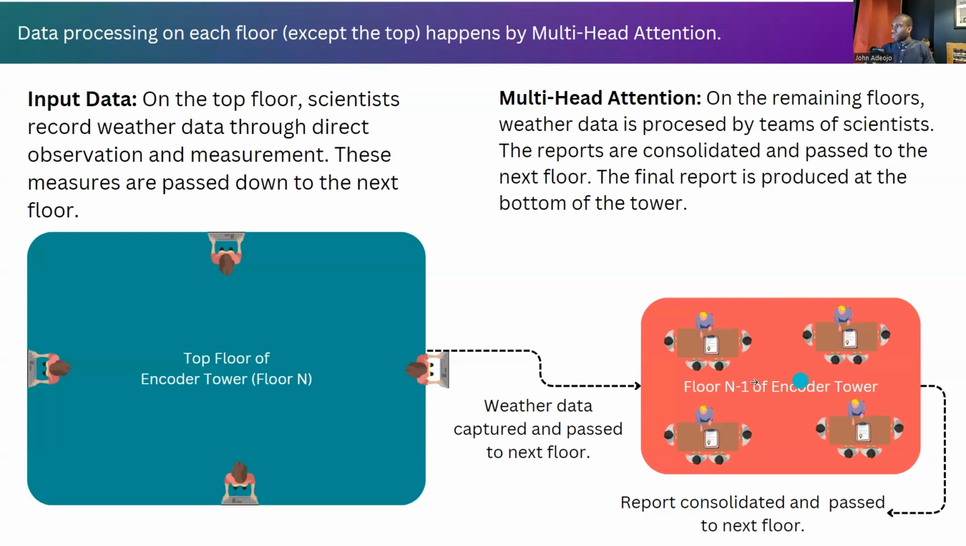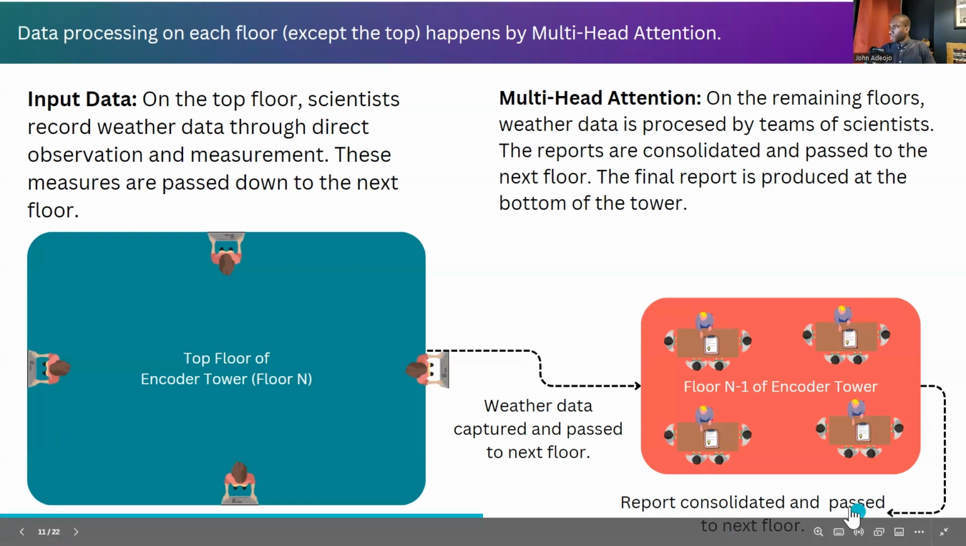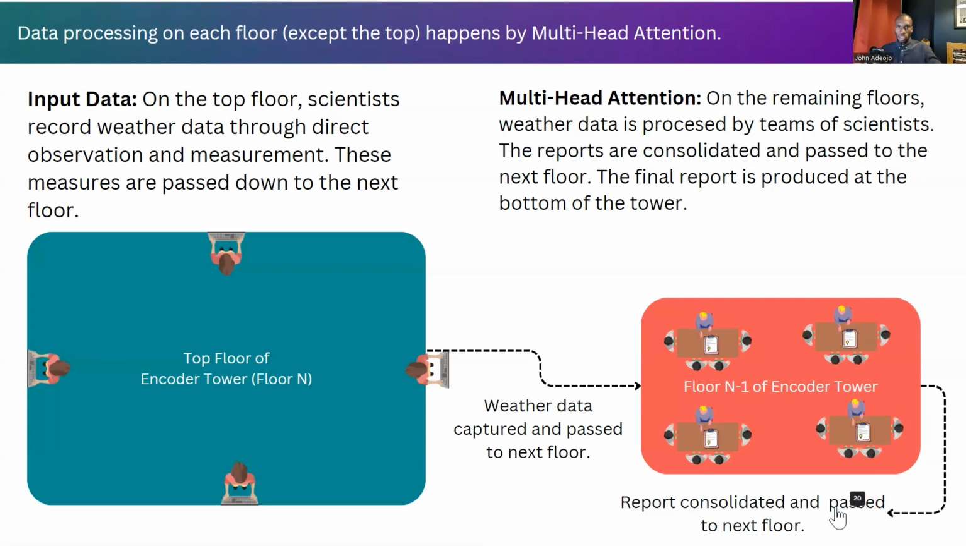Once those scientists have done processing that data, they'll compile a report, and that report is sent down to the next team of scientists, which is in the floor below. And then they start processing that data. So they take that as an input and they start manipulating that. Now, how does this all relate to transformers, and how does this relate to the transformer mechanism? It's really key, but we're going to get into that in the next slide.